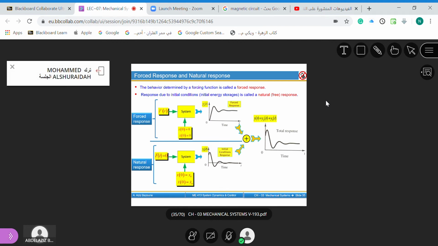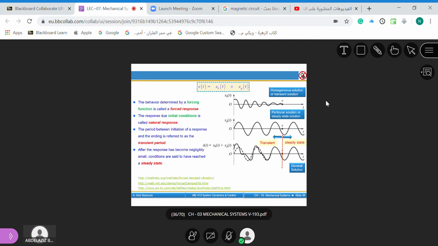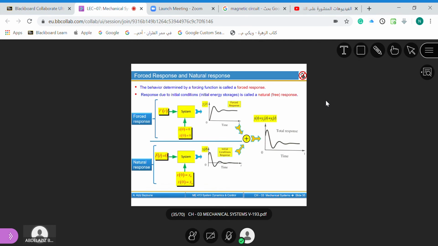Now, forced response and natural response. Sometimes we have a system. Your system could be something like this. This is your system or your behavior. The input could be initial conditions or force. And this is your system. The output is here.